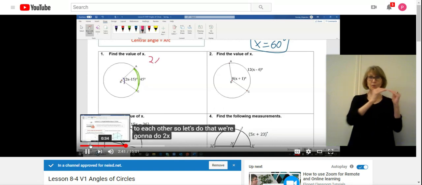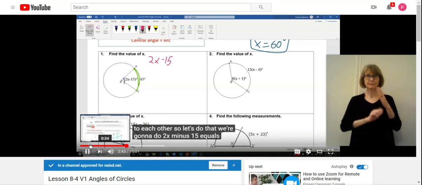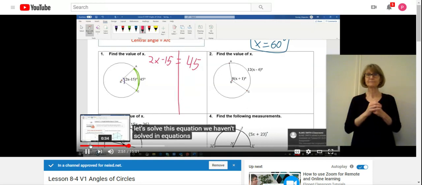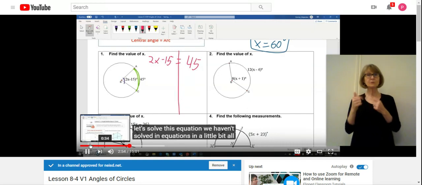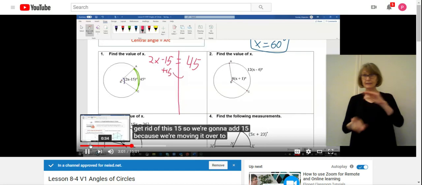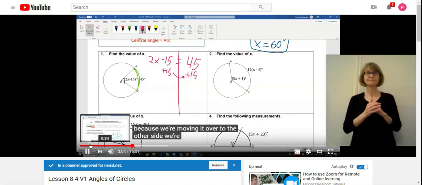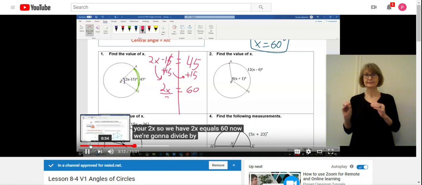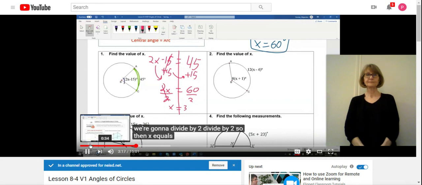So let's do that. We're going to do 2x minus 15 equals 45. Let's solve this equation. We haven't solved equations in a little bit. Let's get rid of this 15. We're going to add 15 because we're moving it over to the other side. Add 15, bring down your 2x. So we have 2x equals 60. Now we're going to divide by 2. So x equals 30.